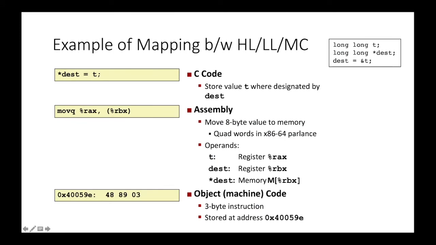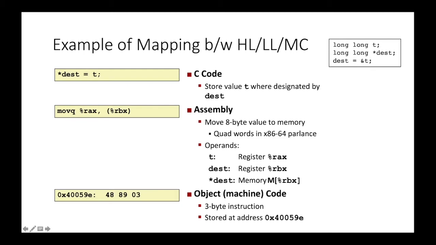Here's an example of mapping between high level, low level, and machine binary code. Assuming a pointer variable dest is declared and initialized as in top right corner, the C statement *dest = t is compiled to movq %rax, (%rbx).